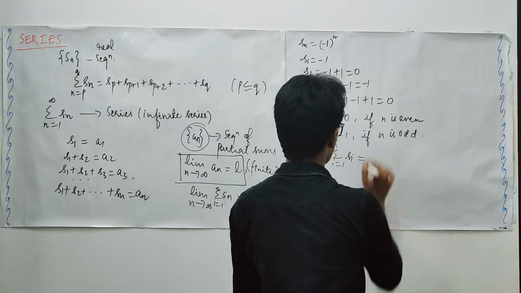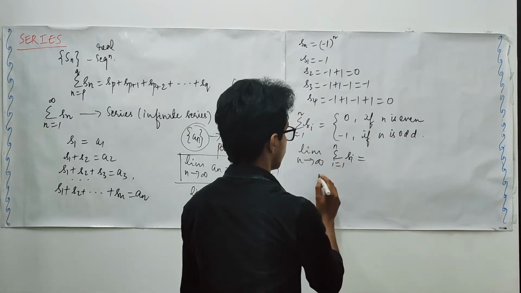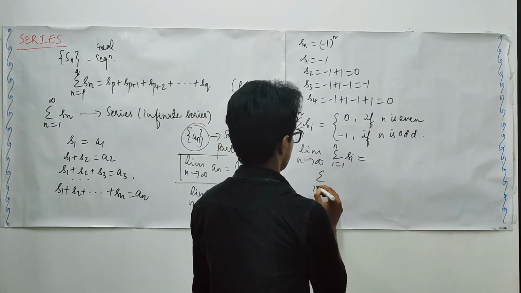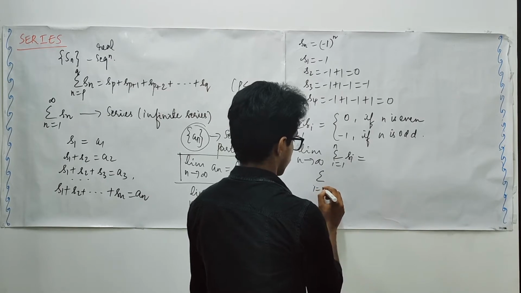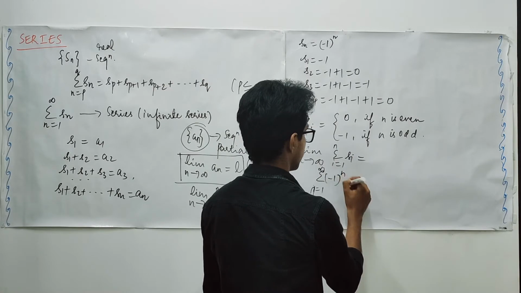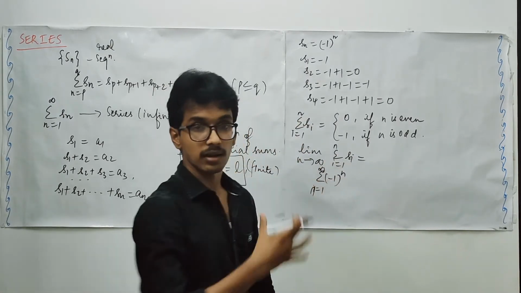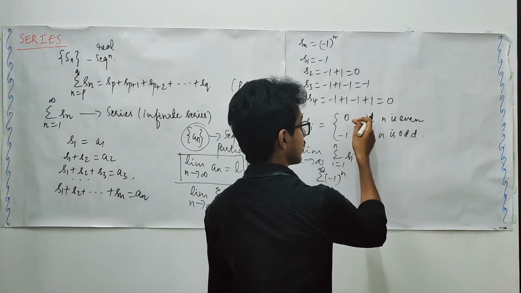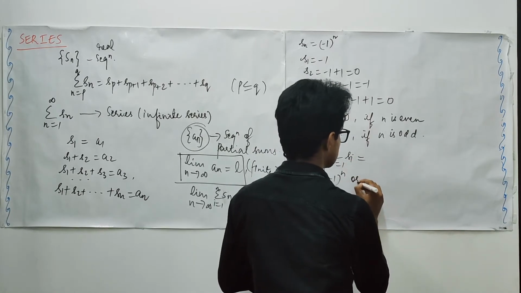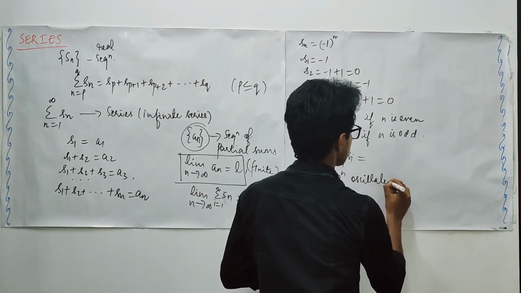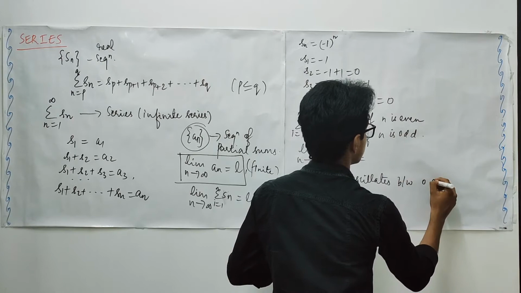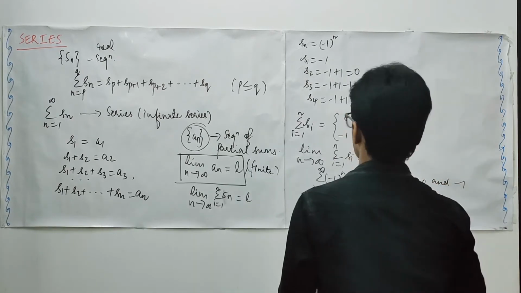So in this case we do not say the summation, n runs from 1 to infinity, of minus 1 to the power n is convergent, because it can be either 0 or minus 1. So this series oscillates between 0 and minus 1.